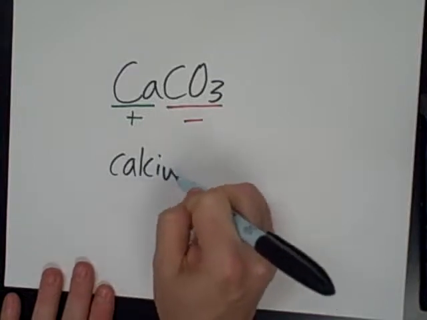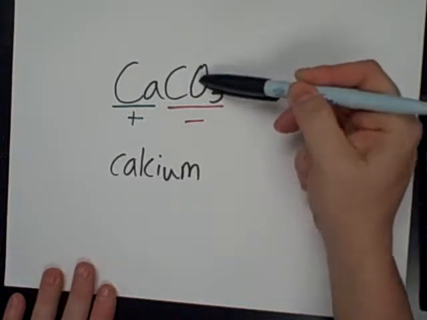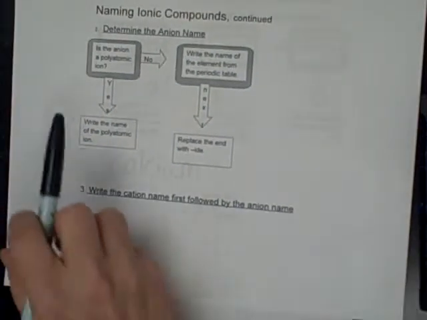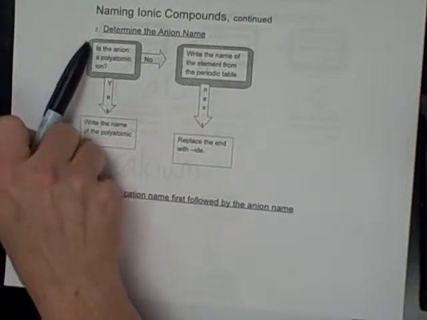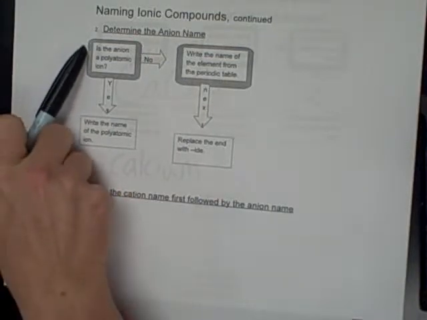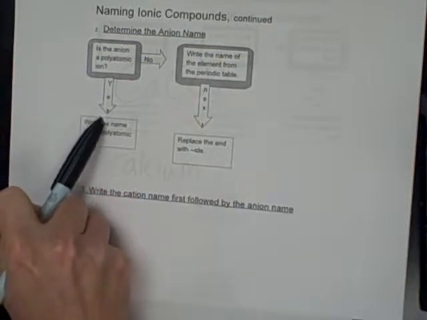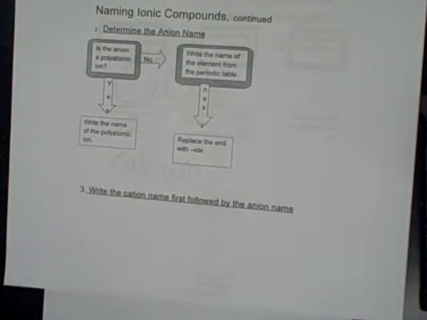And now for your anion. Big C, big O, 3. Two nonmetal elements bonded together, so we know right away we have a polyatomic ion, not a single element. So again, we're on our chart, but this time we're on the anion side, starting at the top left corner. Is the anion a polyatomic ion? Yes, it is. So follow the yes box down, and it says, write the name of the polyatomic ion.